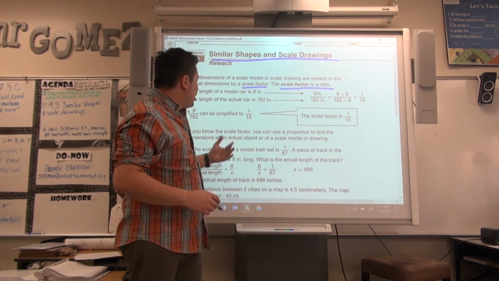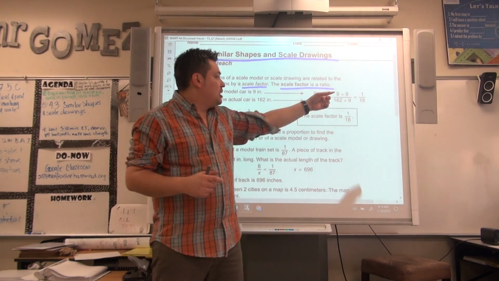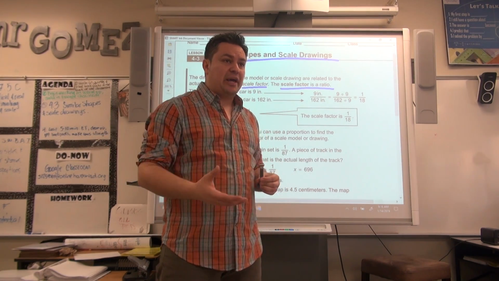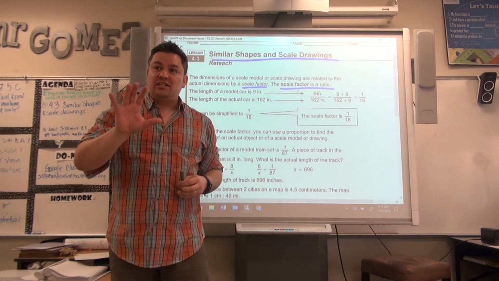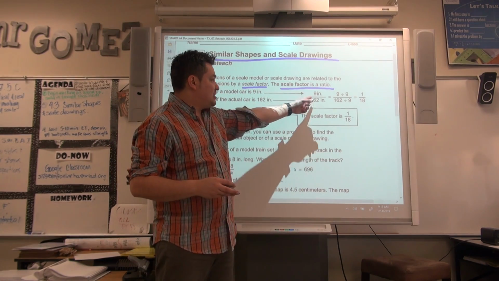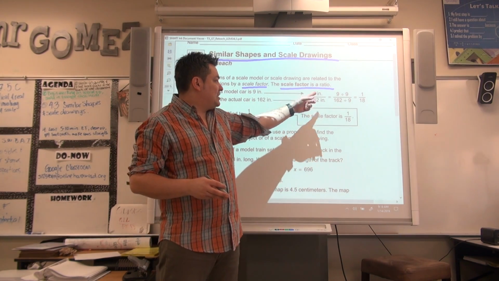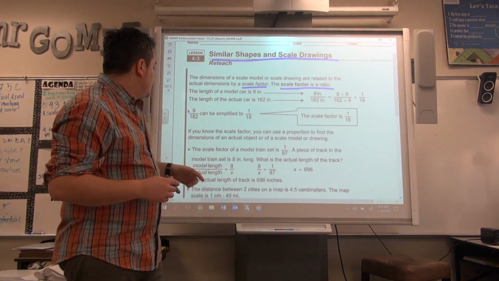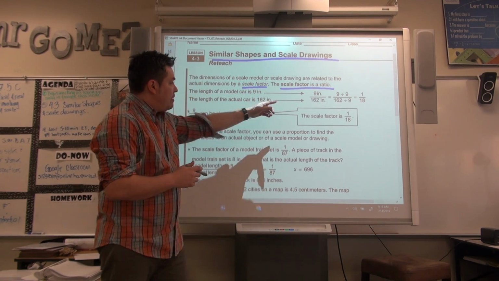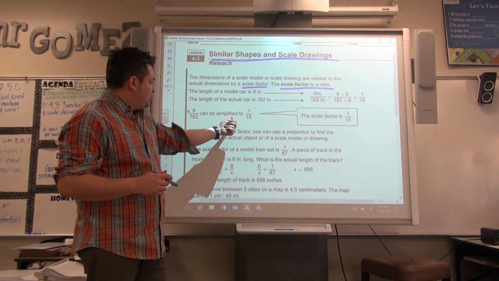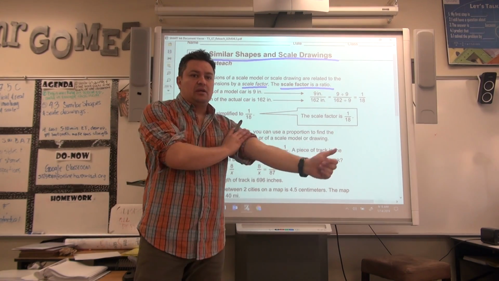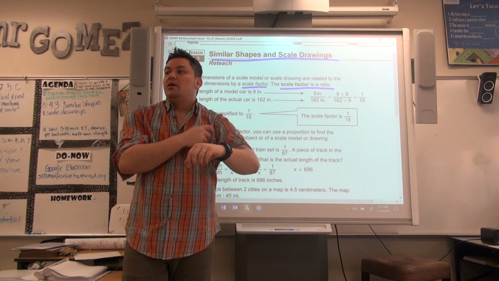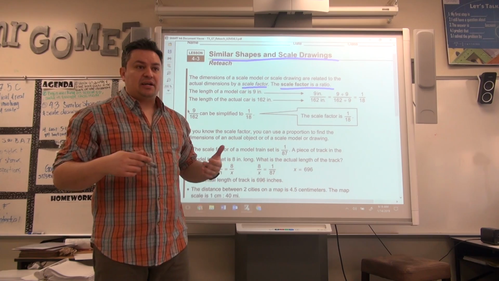That means that the scale factor of the model car is 1 to 18. That means that the actual car is 18 times as big. You're multiplying, not 18 inches bigger, because it's not 18 inches bigger. You're multiplying 9 times 18, which gives you 162 inches. Now, that can be simplified: 9 over 162 can be simplified to 1 over 18. We already know how to simplify. Remember, just like last week, all we're doing is dividing by a common factor.